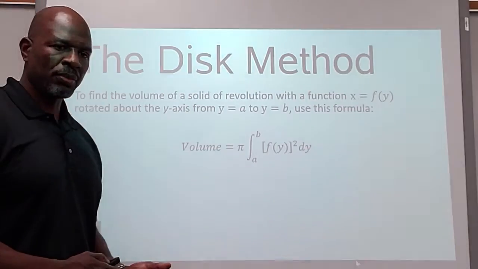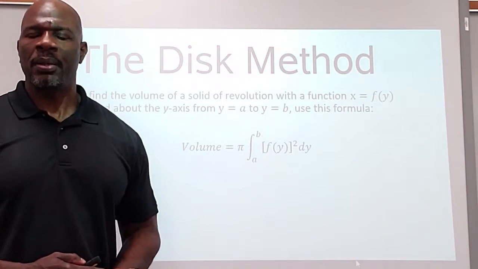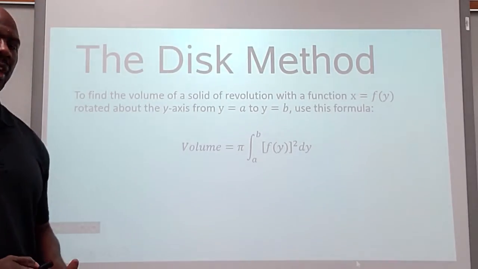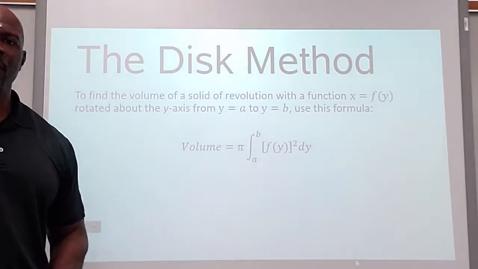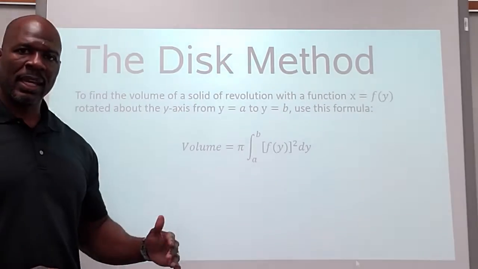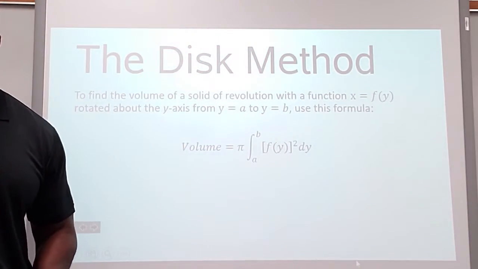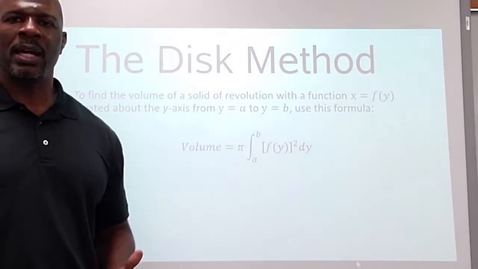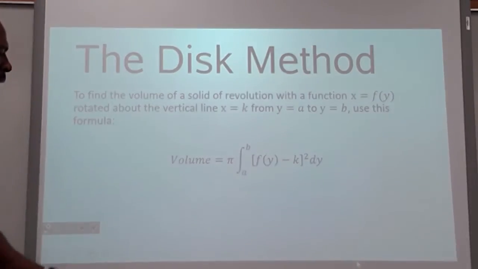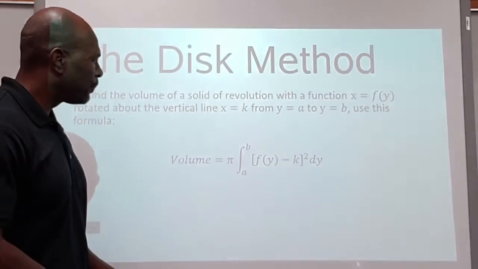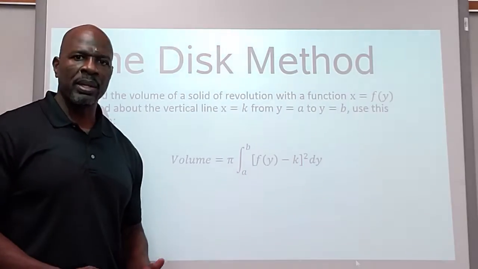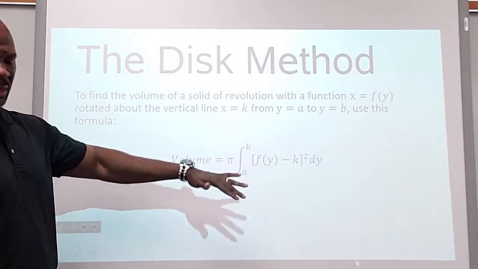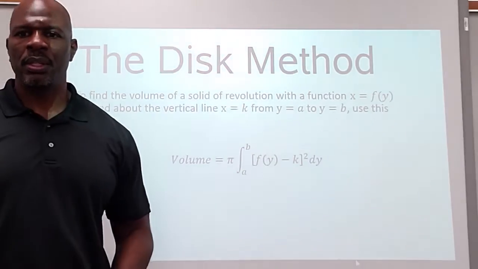So today we're going to be rotating the curve about a vertical line of the form x equals k. If you think about the progression that's been made thus far, particularly from the x-axis to a horizontal line y equals k, then it should be easy to see what's going to happen from the y-axis to a vertical line x equals k. We're simply going to have pi times the integral from a to b of f of y minus k squared dy, where k represents the vertical line. The vertical line is of the form x equals k. So this is our part 4 video.